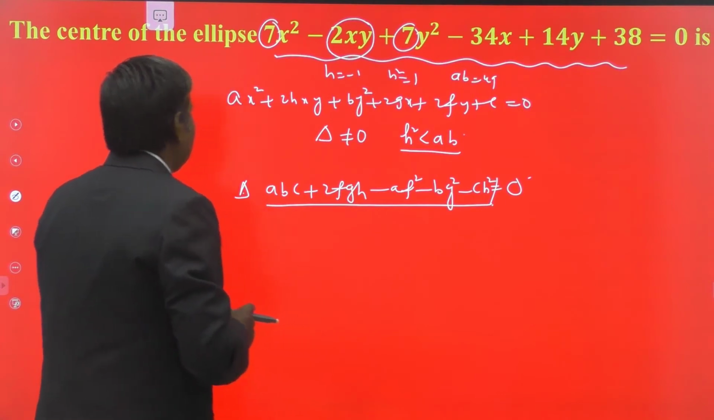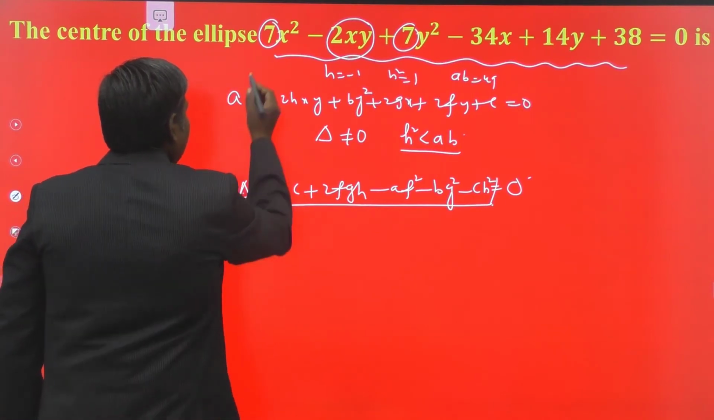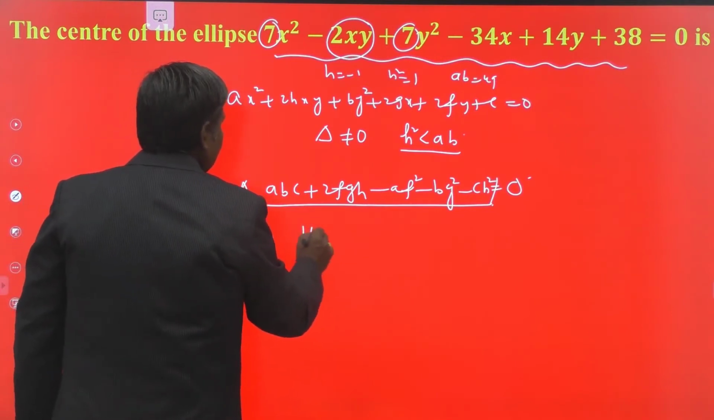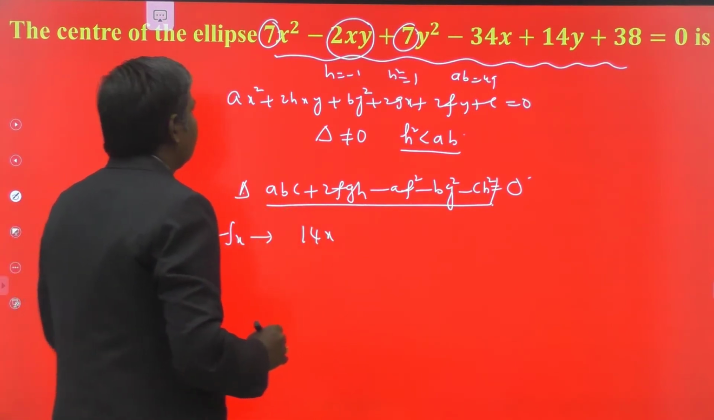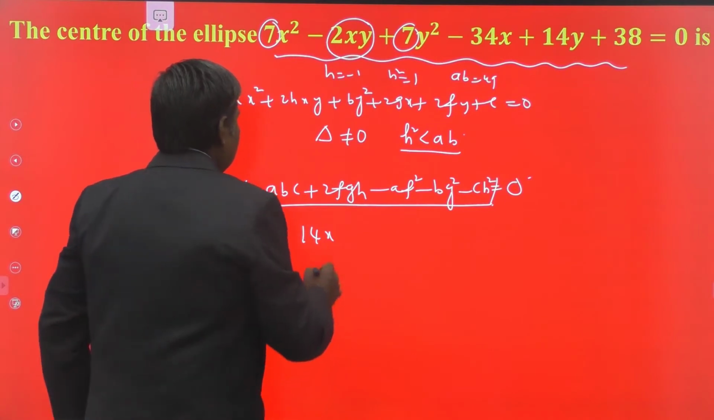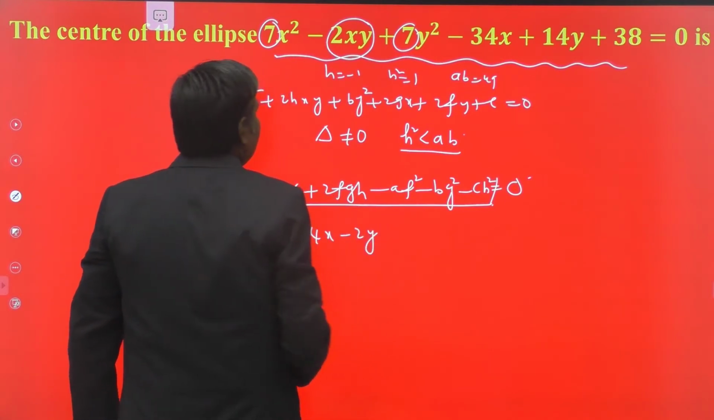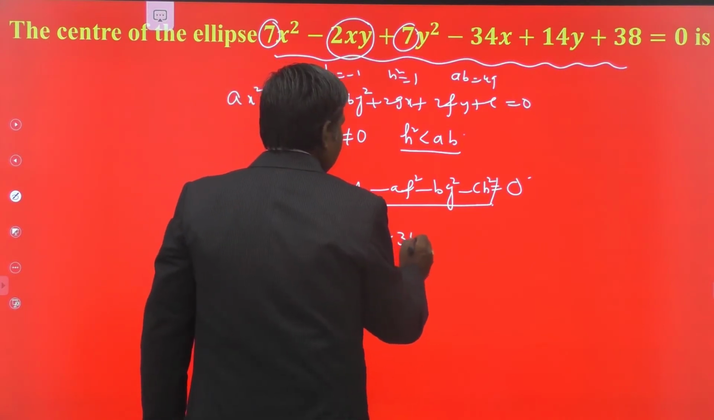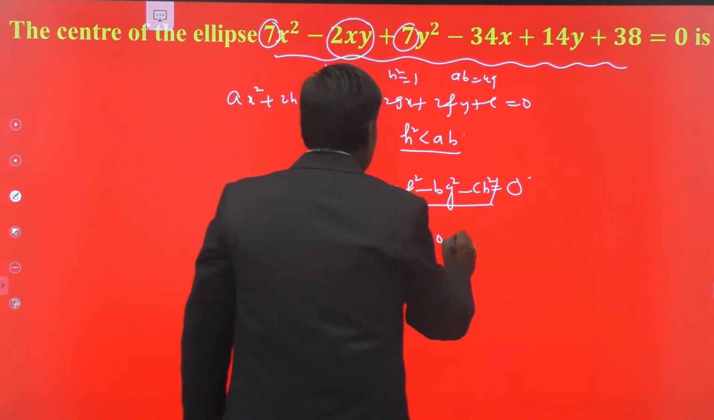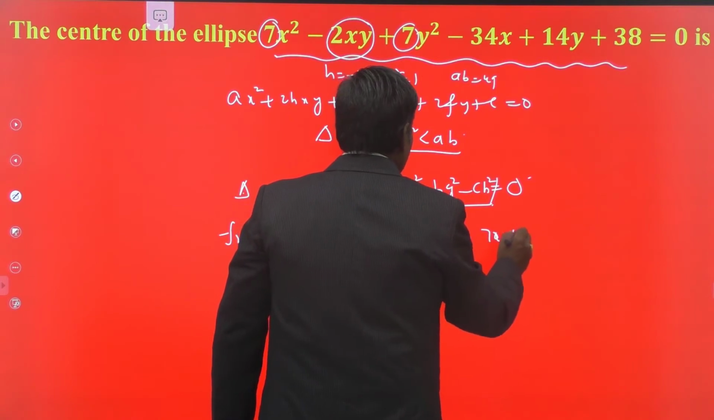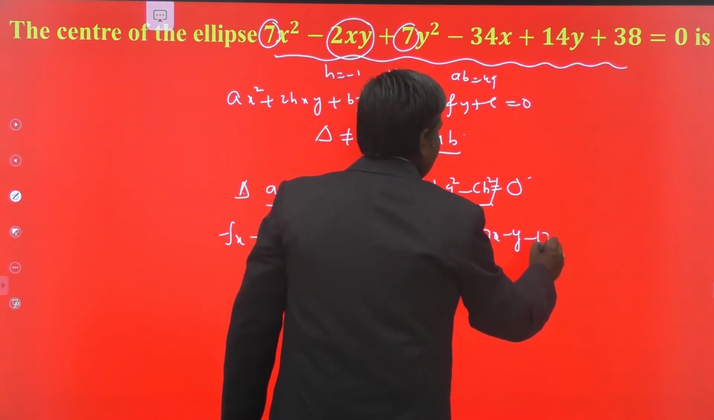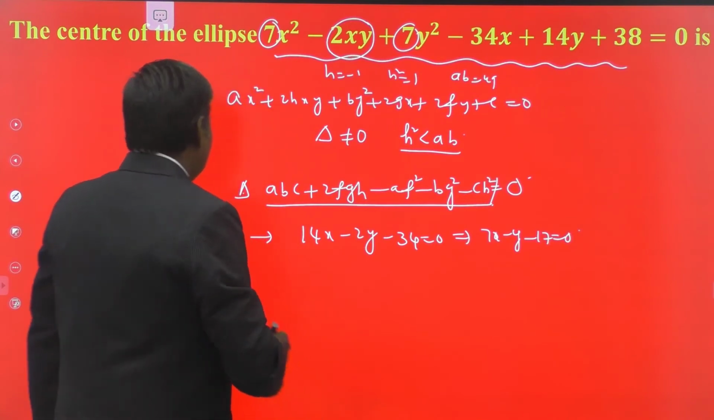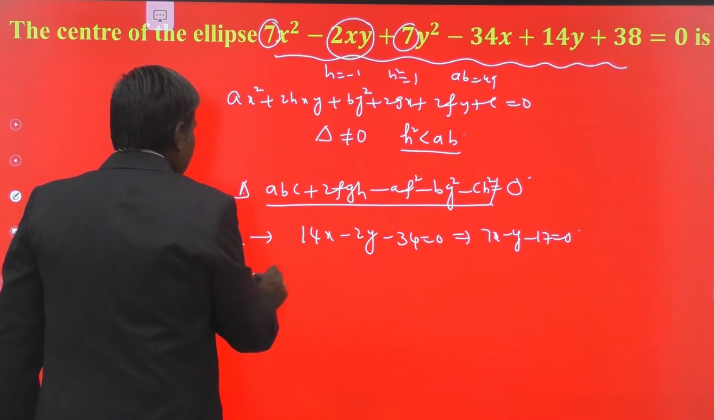Okay, 7x square minus 2xy plus 7y square minus 34x plus 14y plus 38 is equal to 0. So, partial derivative with respect to x, what have we done? 14x minus 2y. We are doing partial derivative with respect to x, minus 34 equal to 0. This implies 7x minus y minus 17 is equal to 0. This is one equation.